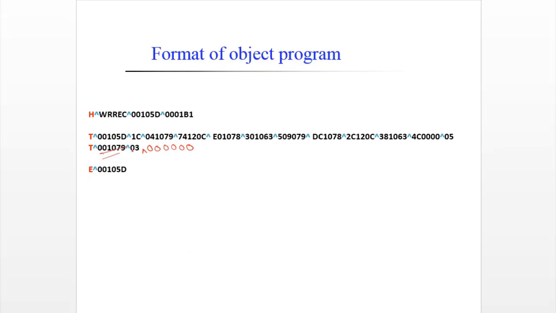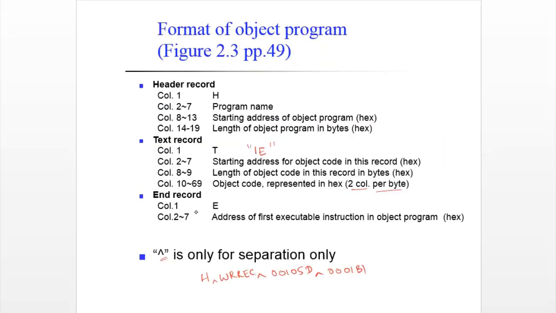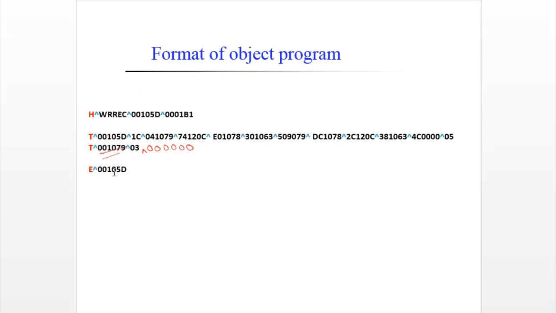After the end of the text record, these are the only instructions that my program contains. And finally we have the end record. What is the format of the end record? It will start with E. It will have the address of the first executable instruction in the object program. It will have E and the start of the first executable instruction at the address 105D. I just have to write the address of the first instruction. This is the format of the object program.